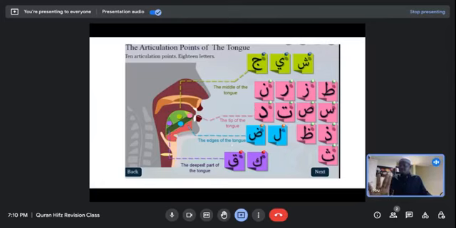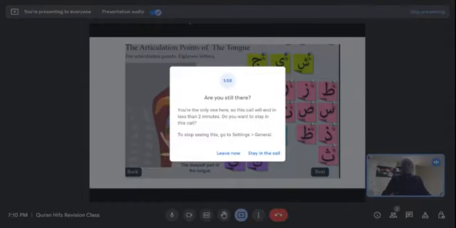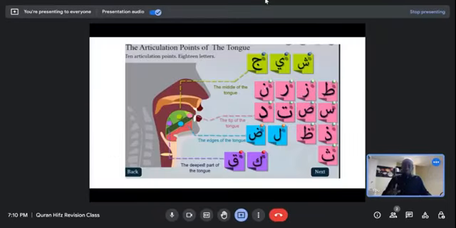But there are 10 articulation points from the tongue. To avoid confusion, because a lot of people get confused, I will just try to explain based on the 4 regions of the tongue. The 4 regions of the tongue: we have the middle of the tongue.